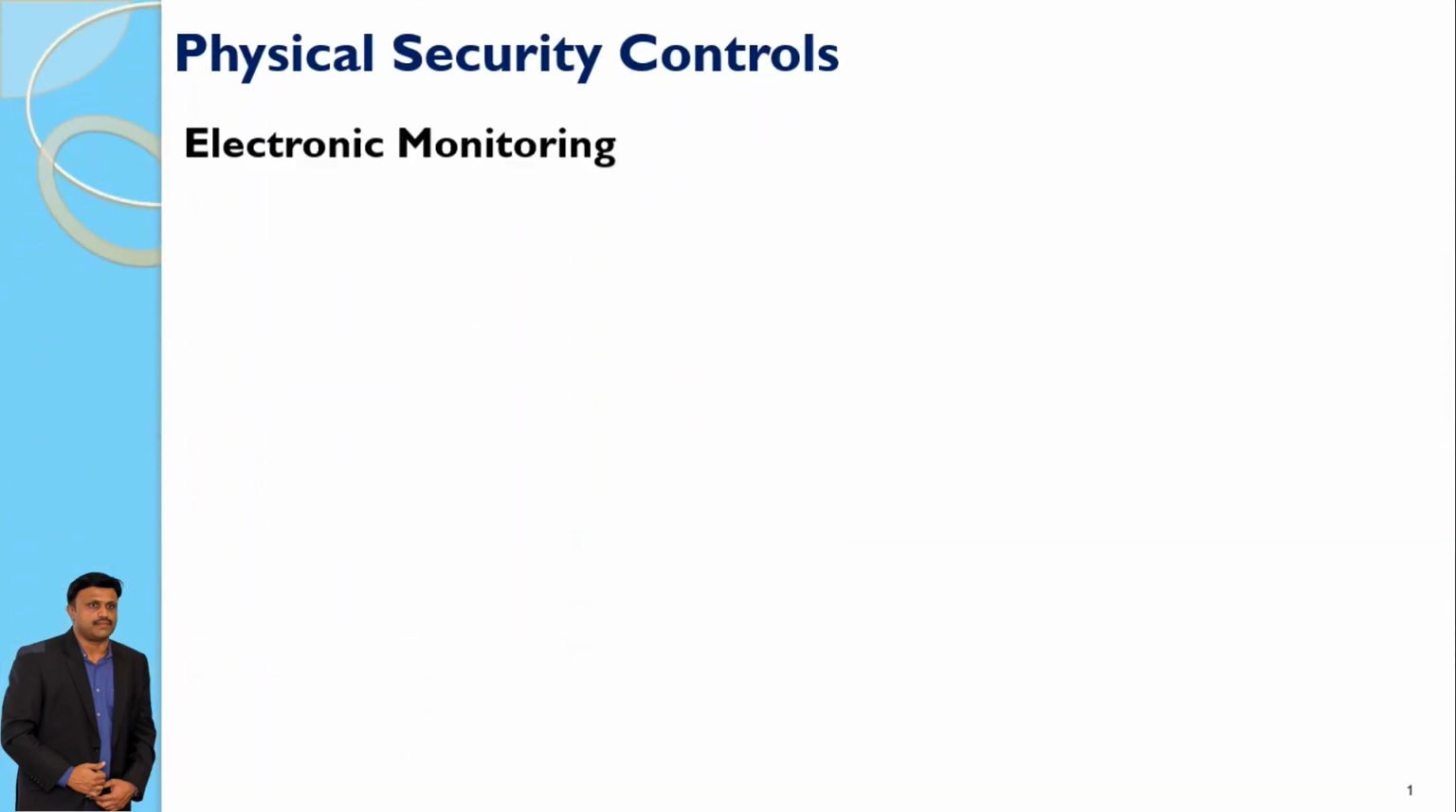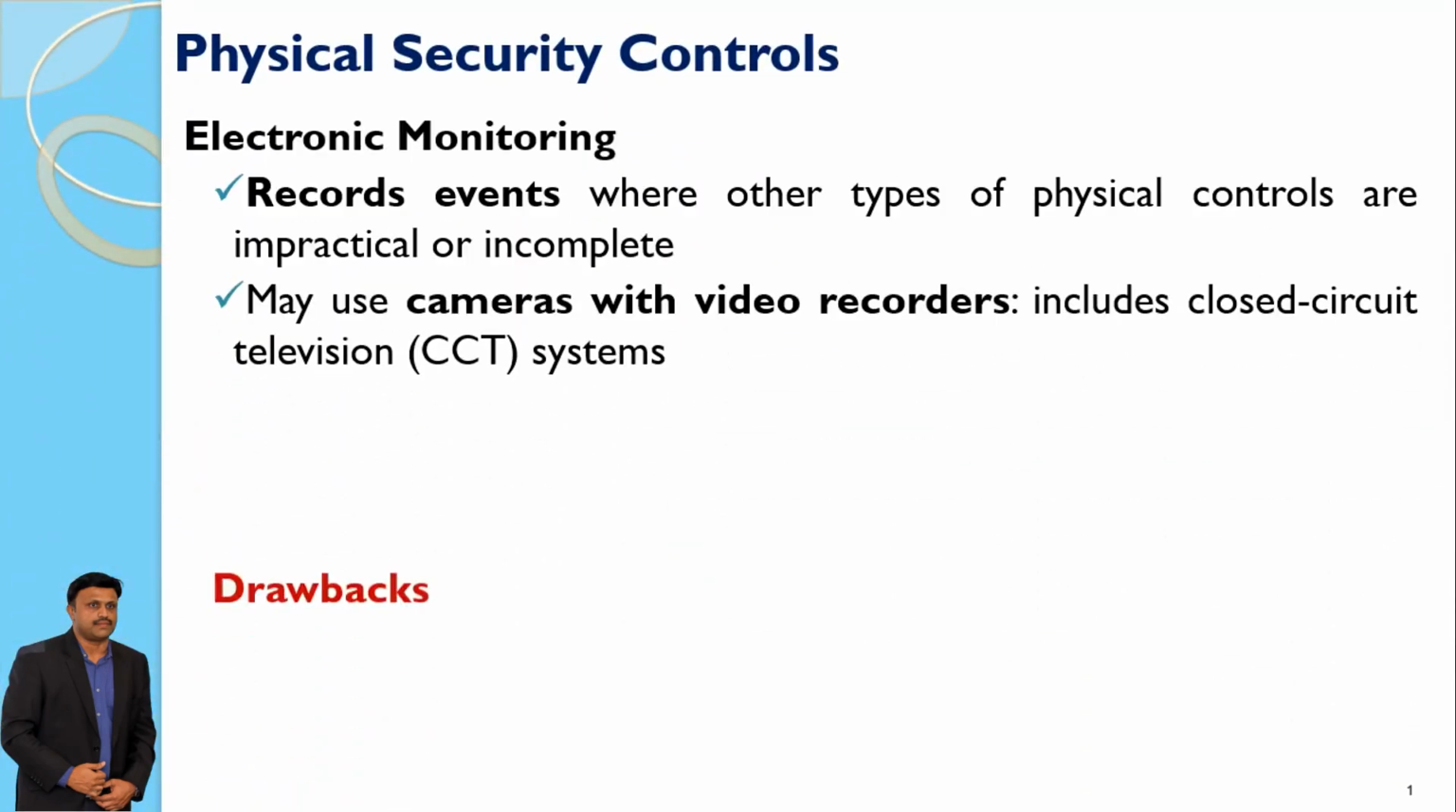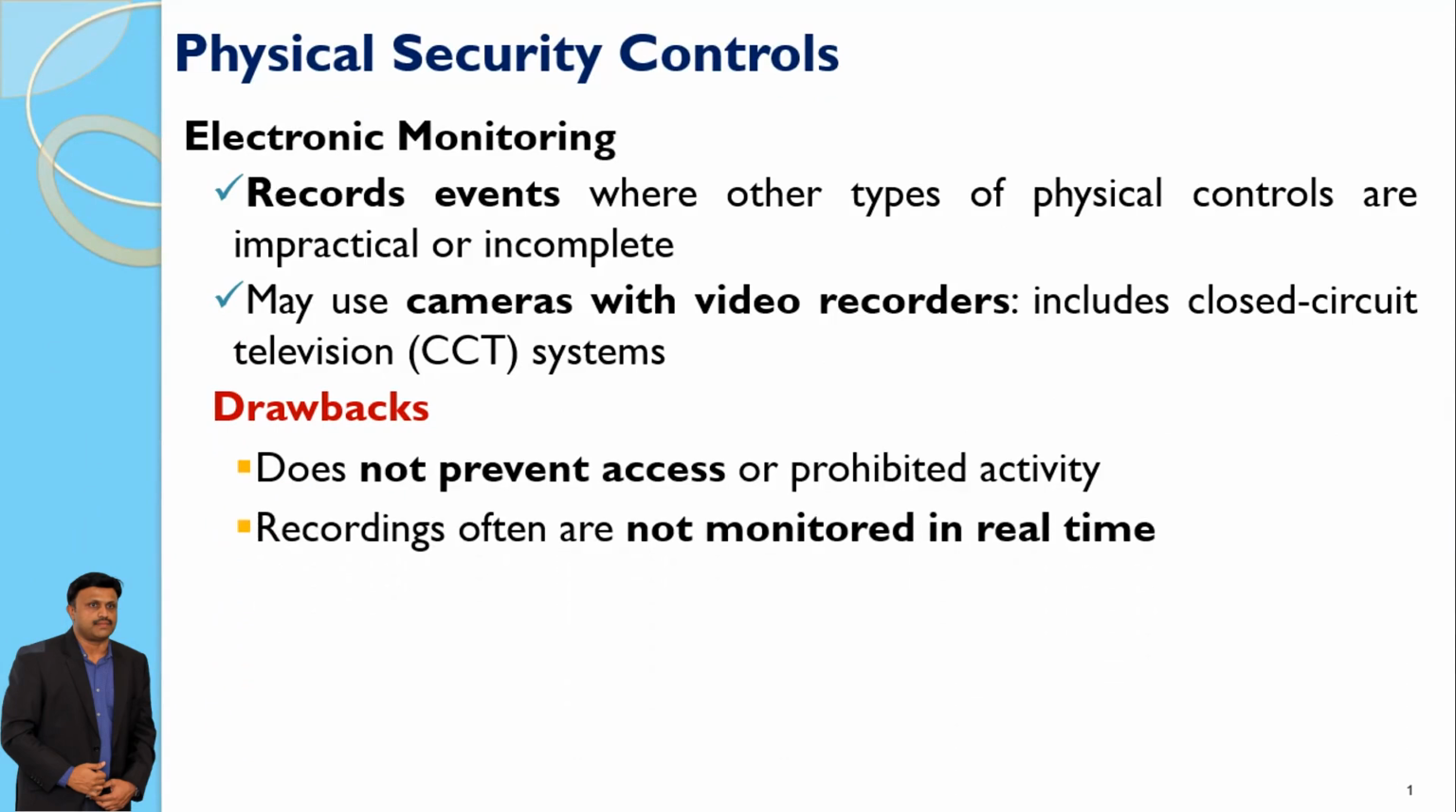Electronic monitoring records events where other physical controls are impractical or incomplete. This includes using cameras with video recorders, but it has drawbacks, such as not preventing access or prohibited activity and often not being monitored in real time.